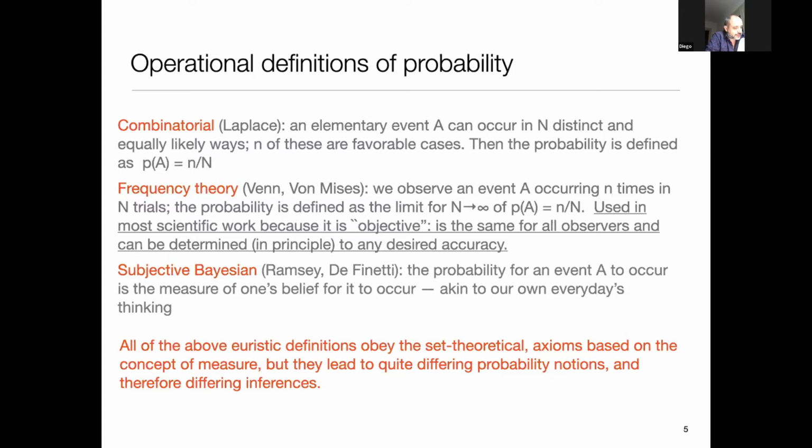And then there is the subjective Bayesian probability, which dates back to the work of de Finetti, Ramsey, etc. And this is intimately linked to the belief of the observer. So the probability for an event A is basically a measure of one's belief for A to occur. And this might sound weird to you. Why is this subjectivity injected here? But it's actually a much more natural way of seeing things.